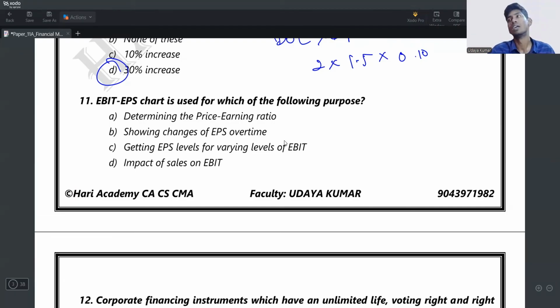Clear? Because the EBIT-EPS chart is used to analyze how earnings before interest and taxes affect earnings per share under different financing conditions. Ultimately it helps in understanding how changes in EBIT influence the EPS at various levels of debt and equity financing. Clear? So moving to question number 12.